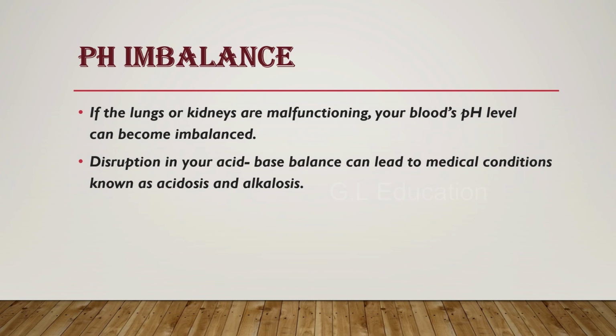pH imbalance. If the lungs or kidneys are malfunctioning, your blood's pH level can become imbalanced. Disruption in your acid base balance can lead to medical conditions known as acidosis and alkalosis.